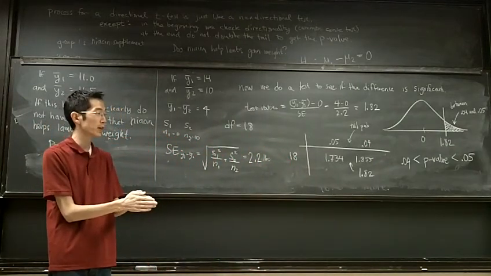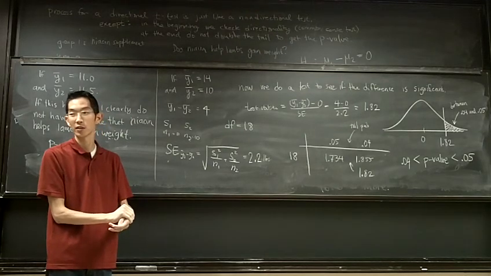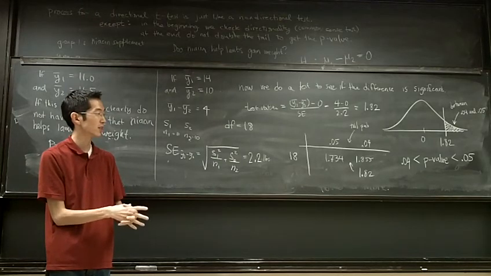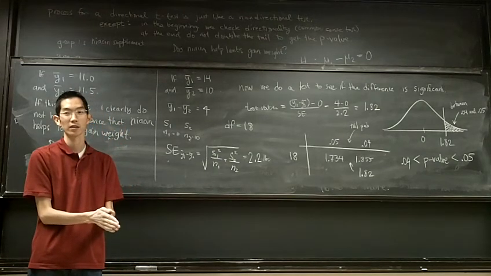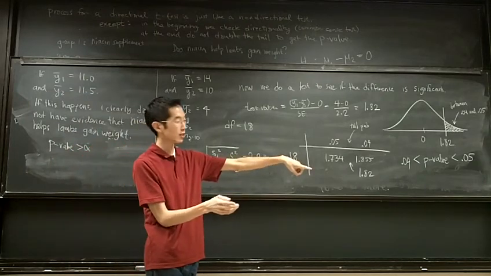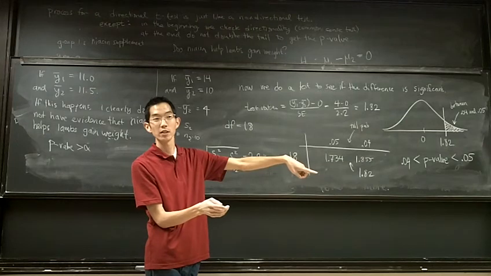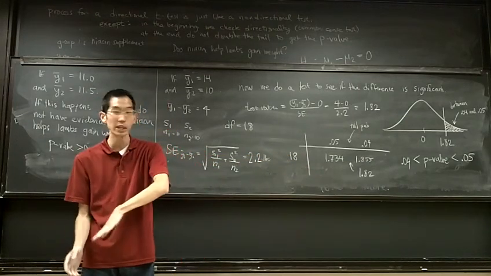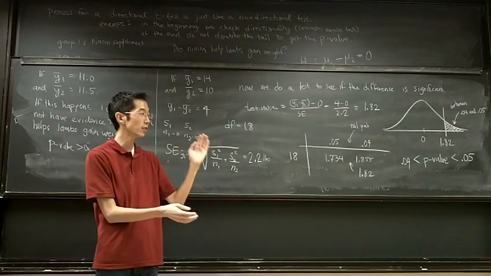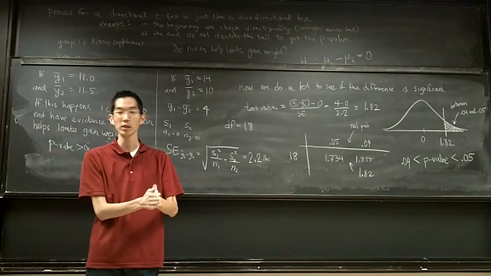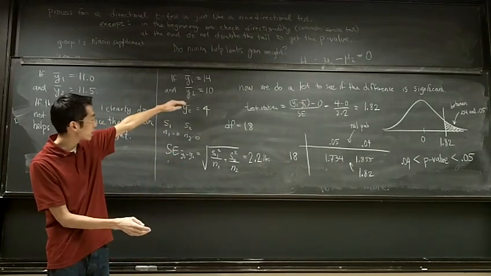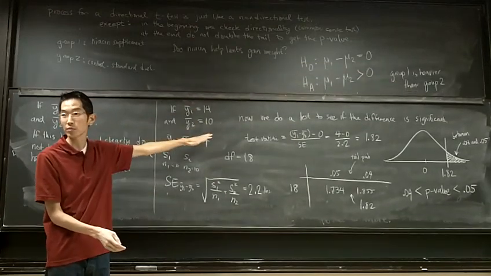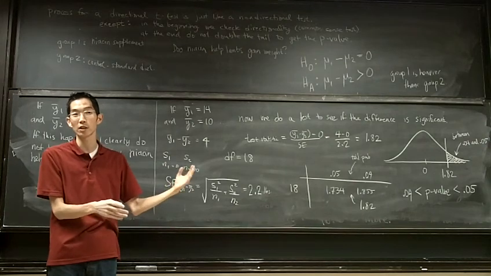So if alpha is 0.05, what is my conclusion? Do I reject or not reject? If alpha is 0.05. No. So if alpha is 0.05, my p-value is less than alpha. Okay? So whenever my p-value is less than alpha, I reject the null, okay? So if my alpha is 0.05, if I want 5% type 1 error, my p-value is less than 0.05, so I reject the null, and that means I conclude that niacin makes a difference in weight gain, that niacin helps lambs gain more weight.